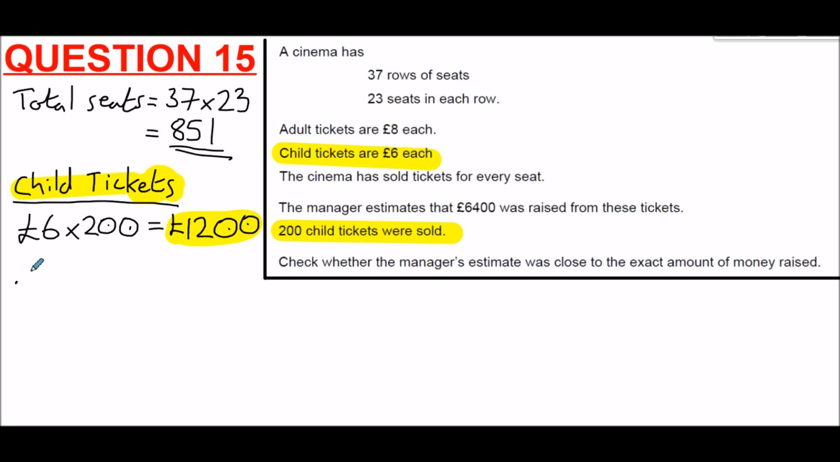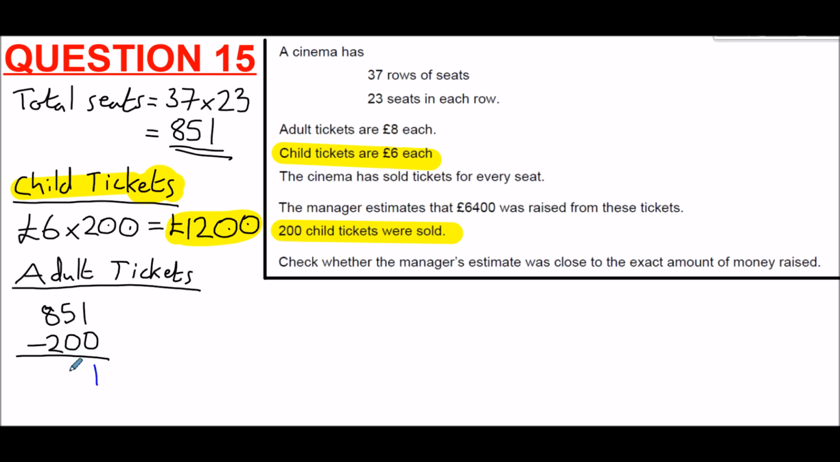Now we need to consider the adult tickets. Now, 200 child tickets were sold. There's 851 tickets altogether. So how many adult tickets were sold? There's 851 tickets altogether, and 200 child tickets were sold. The other tickets must have been for adults. So 1 take away 0 is still 1, 5 take away 0 is 5, 8 take away 2 is 6, and so we've got 651 adult tickets.